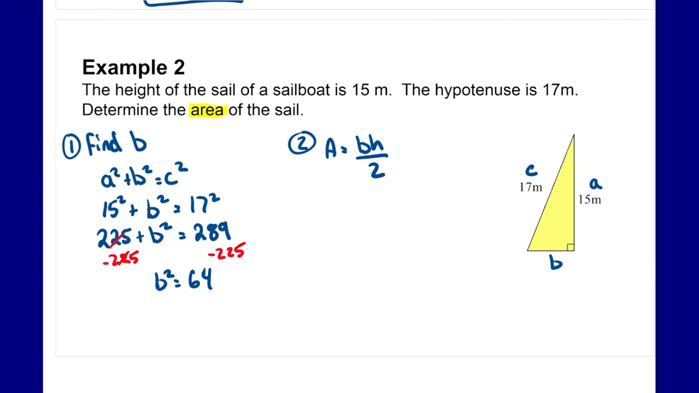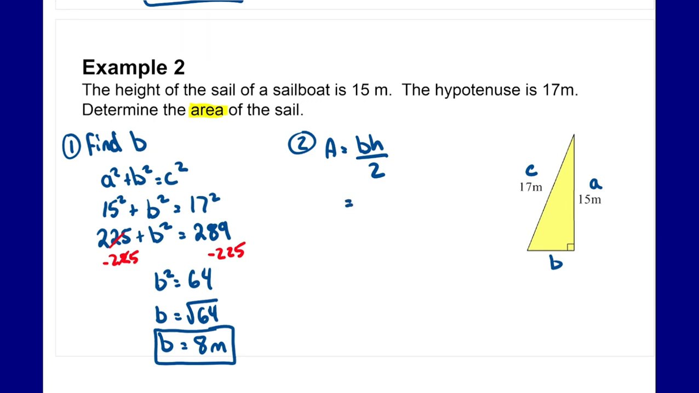All right, now I'm at a step where I can find my B value. The only thing left to do, I don't want B squared, I want B. So similar to the last example, we're going to take the square root of one side, and I get B is equal to 8. Specifically 8 meters. So that tells me that the base of my triangle is 8. And now I have enough information to go through and find the area.